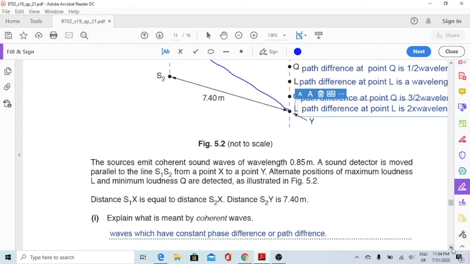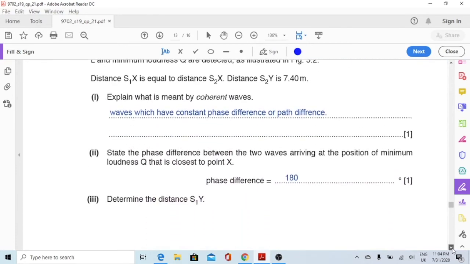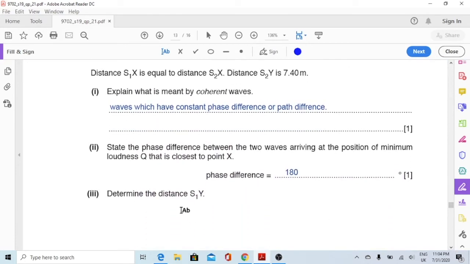So our answer S1Y will be equal to 7.4 plus 2 times the wavelength of the wave, which is 0.85, and it is mentioned in the question. So this becomes 9.1 meters.